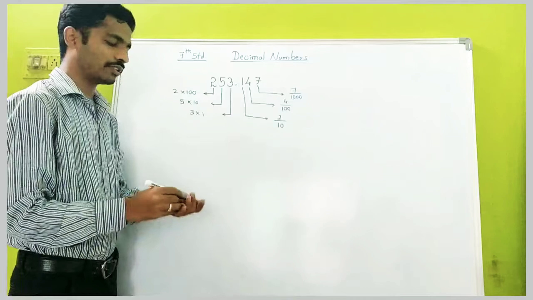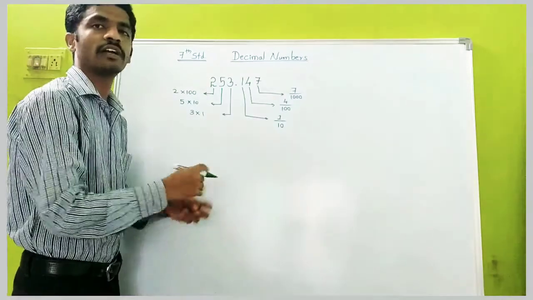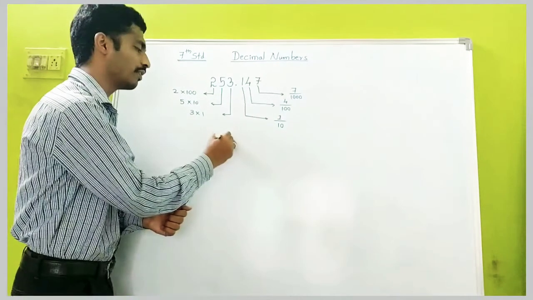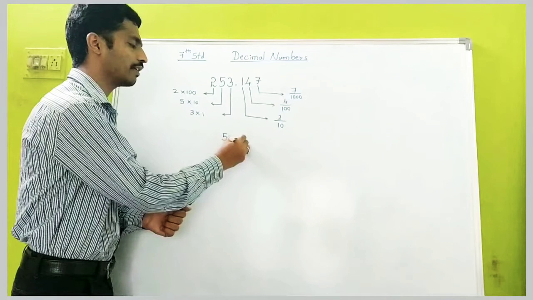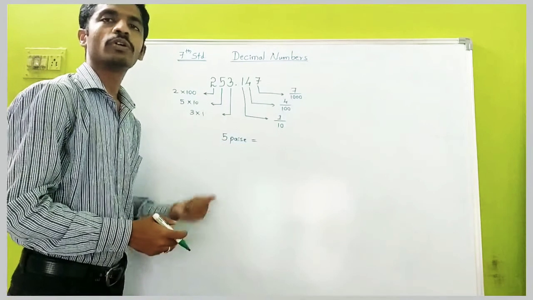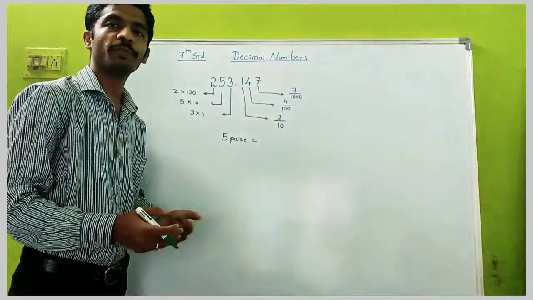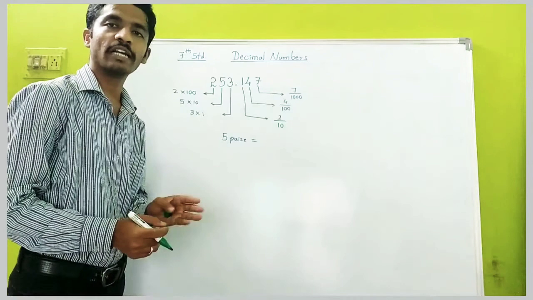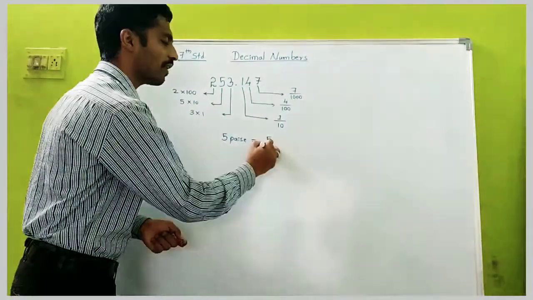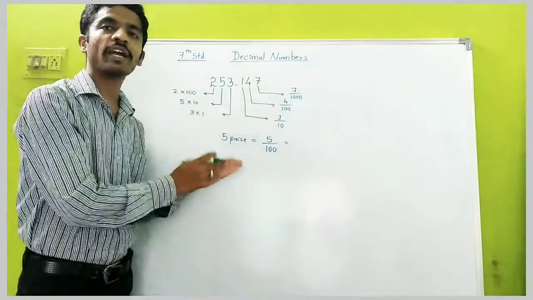In your chapter they have given expressing quantities in decimal form. How? They took 5 paise. We have to convert 5 paise into rupees. How many paise give us 1 rupee? 100 paise give us 1 rupee. So it means we have to divide this 5 by 100. So how to divide it by 100?